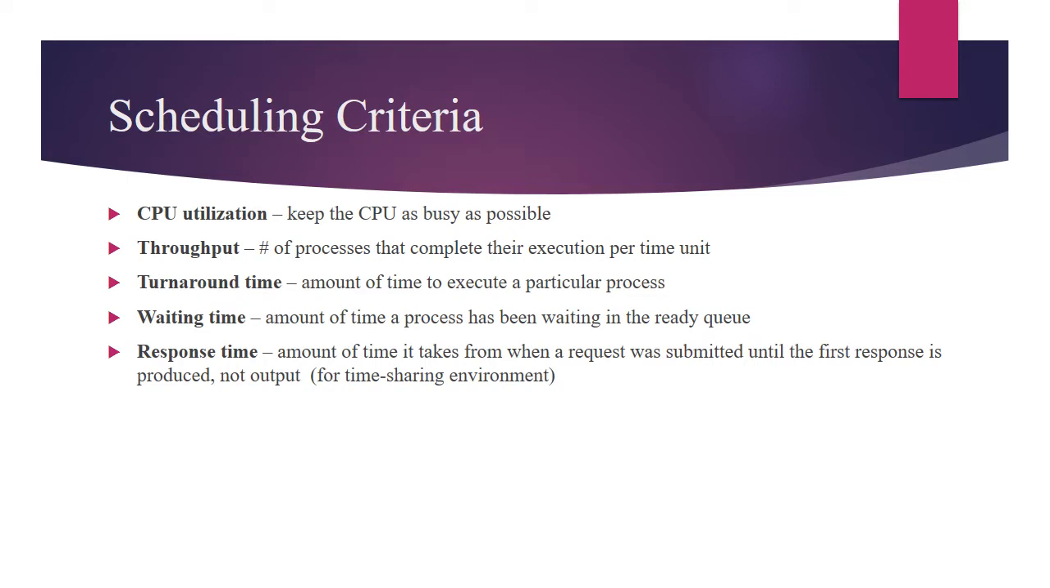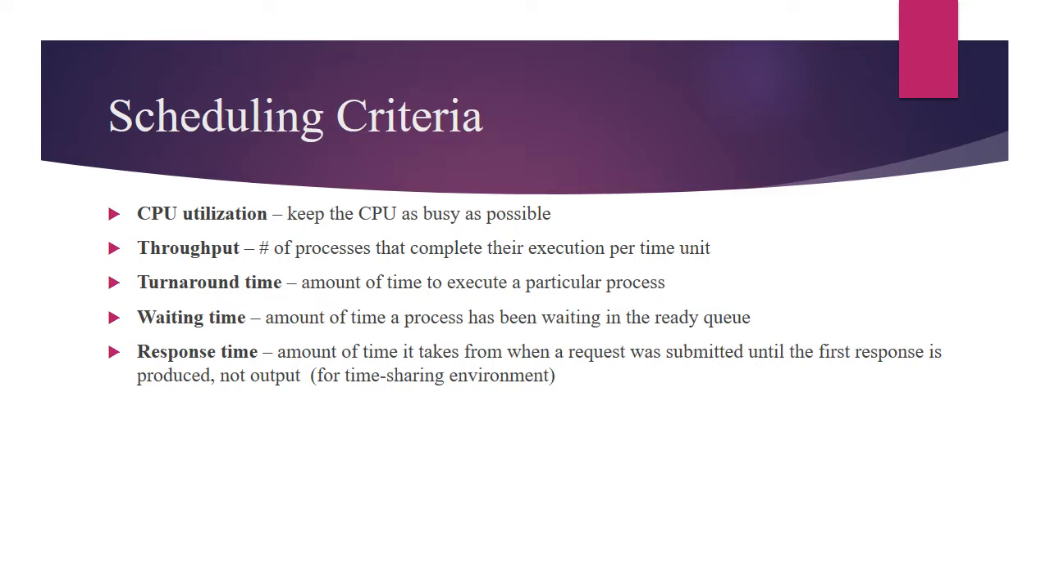CPU utilization means keeping the CPU as busy as possible. Second is throughput. It means the number of processes that complete their execution per unit time. Third is turnaround time, the amount of time to execute a particular process. Waiting time, the amount of time a process has been waiting in the ready queue.